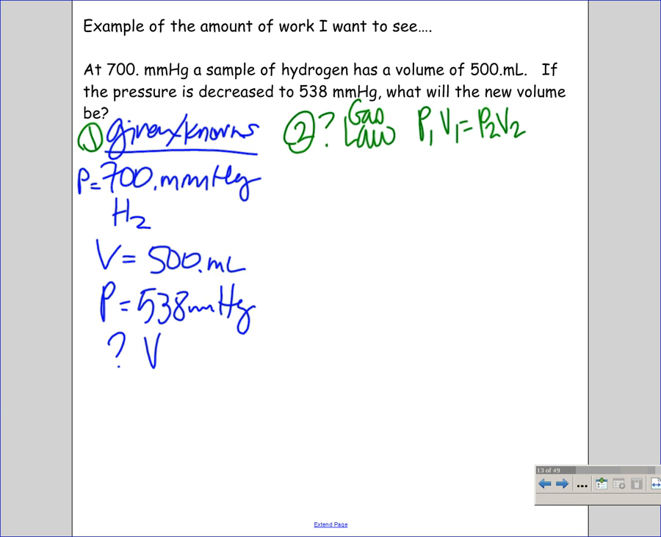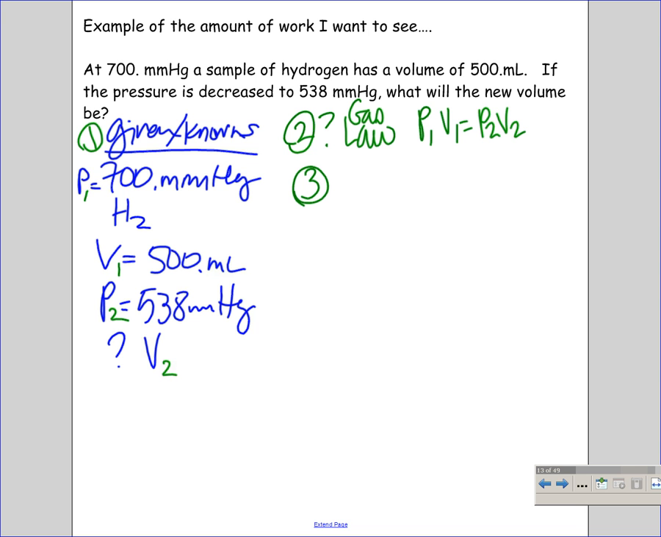Let's go ahead and label who's 1 and who's 2 here. The rule is, if you have things that are said together, they're probably from the same scenario, so they're both labeled the same number. So if this was 700 millimeters mercury, that's P1, and that had a volume of 500, that's V1. Then the second set of information given to me was P2 and then V2.